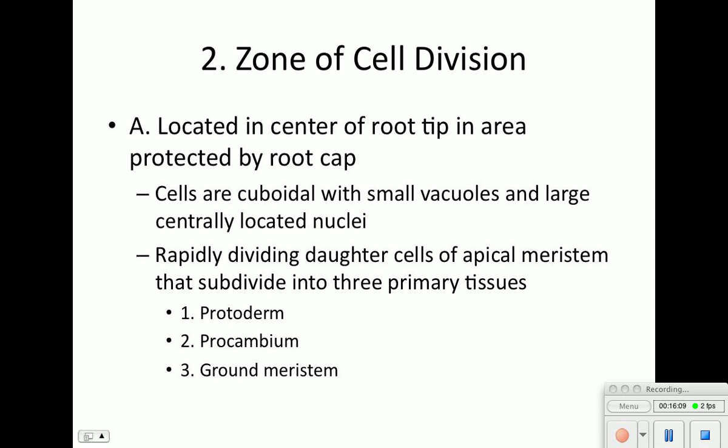Zone of division, cell division here, is protected by the root cap. These cells are a little bit cuboidal, so cube-like. Small vacuoles, large nuclei, rapidly dividing into those 3 primary tissues: protoderm, procambium, and the ground meristem.